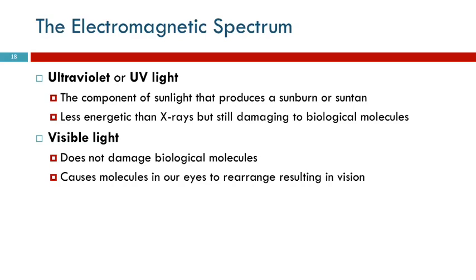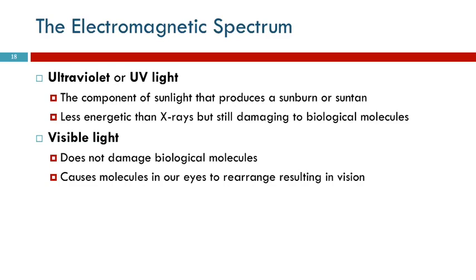Ultraviolet rays, ultraviolet light, that's the part that gives you a suntan or a sunburn. It's still damaging to biological molecules. Visible light is not harmful to biological molecules. It's lower in energy. It doesn't have enough energy to damage tissue.